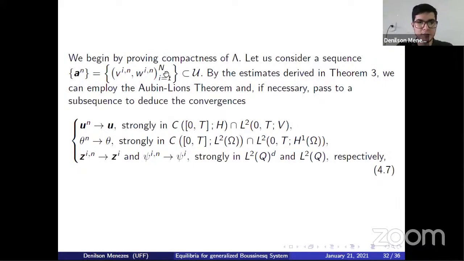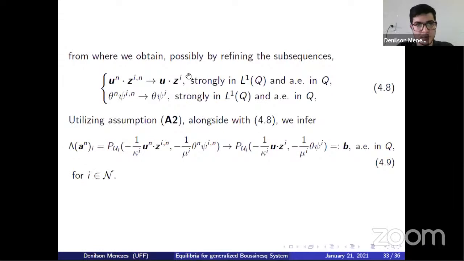Now we use the Schauder fixed point, so we have to show that lambda is compact. To this, we consider a sequence in U, and by the previous theorem, you can guarantee this convergence in here, strong convergence, and maybe redefining the sequence, we can get these other convergences, strong in L1 of Q and almost everywhere in Q. And using our assumption A2, we can show that lambda of A_n converges to A.